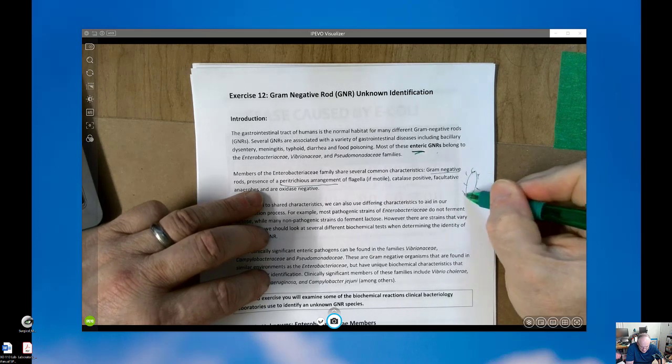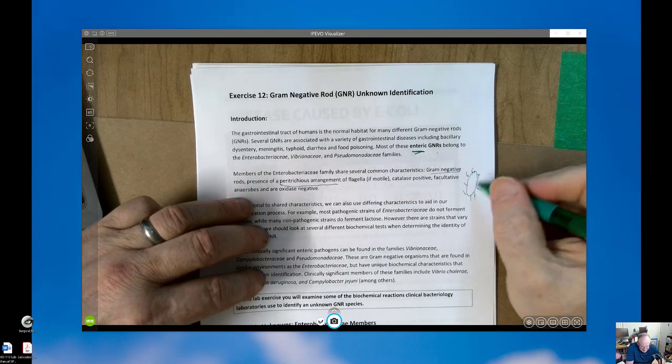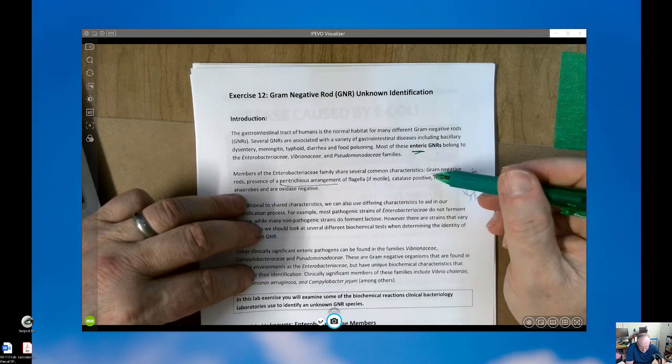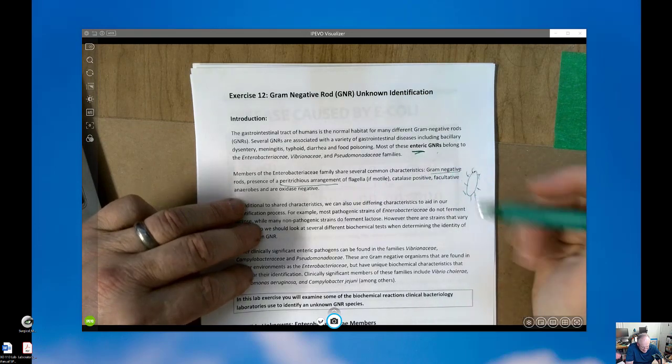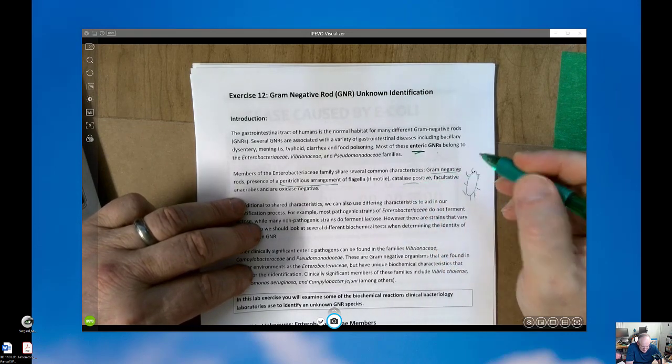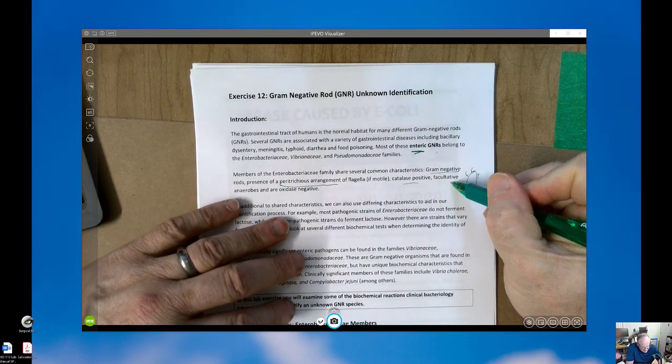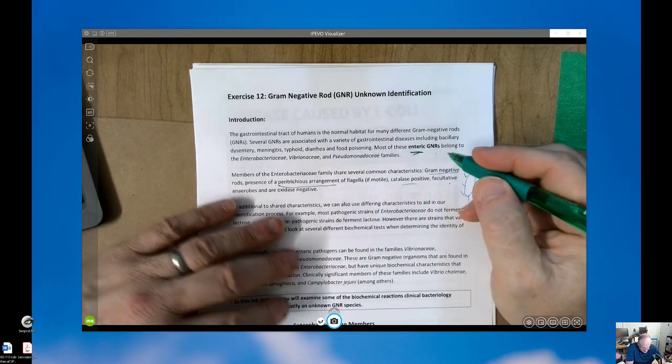Trich meaning hair, if you recall. And that's highly motile. In other words, they move around. Catalase positive, facultative anaerobes. Sometimes they can be catalase negative. Facultative anaerobes, and they're oxidase negative, typically.